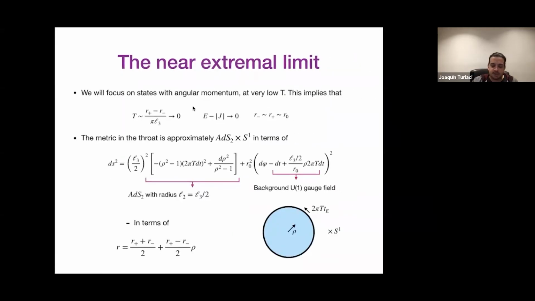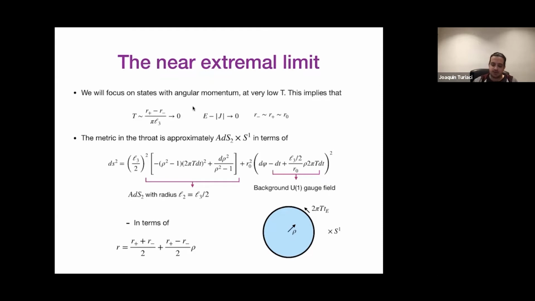So we will take the near-extremal limit. As I said, we will take large J. We want the size of the horizon to be big, and the temperature will go to 0. R naught will label the size of the inner or outer horizon, where the difference goes to 0 with the temperature.